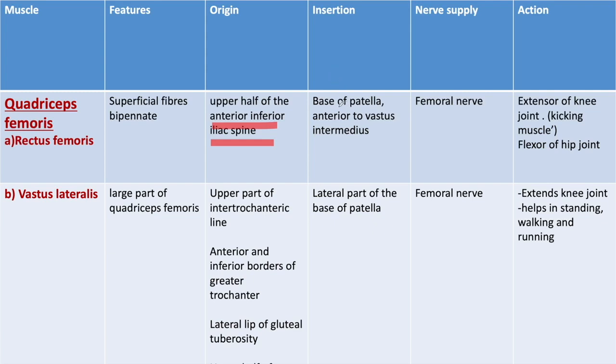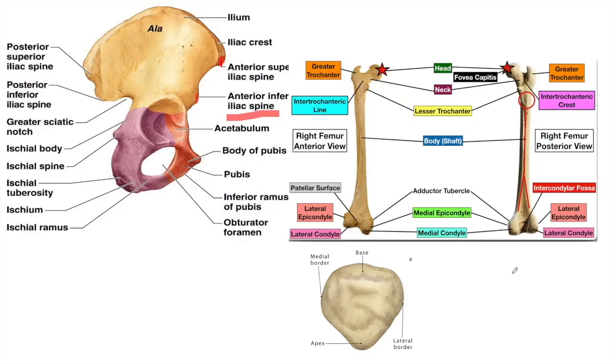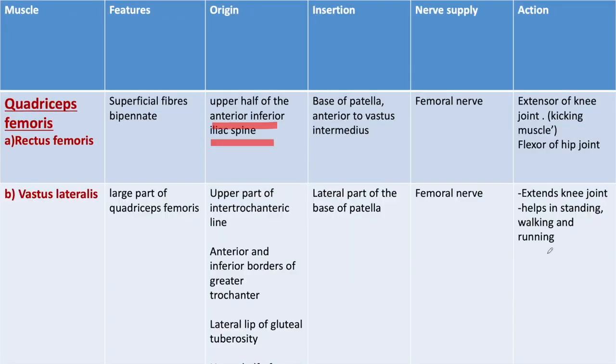Okay, then insertion. Base of patella, anterior to the vastus intermedius. This is the patella, this is the base of the patella. The rectus femoris muscle is inserted into the base of the patella. Its origin is from the anterior inferior iliac spine, and it is inserted into the base of the patella. Supplied by the femoral nerve. Its main action is extension of the knee joint.